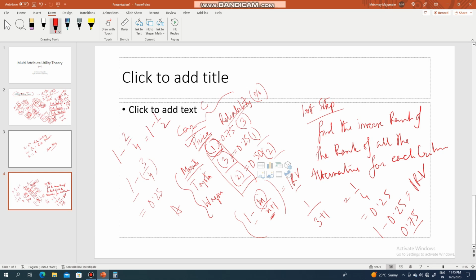1 minus half, and half is 0.5. So 1 minus 0.5 is 0. Okay. Similarly, this would be 0.25, this will be 0.75, and this will be 0.5. Now, you see, this is the profit loss thing, and one thing you will notice that more the price, lesser is the preference. More the reliability, higher is the preference of selecting that option.